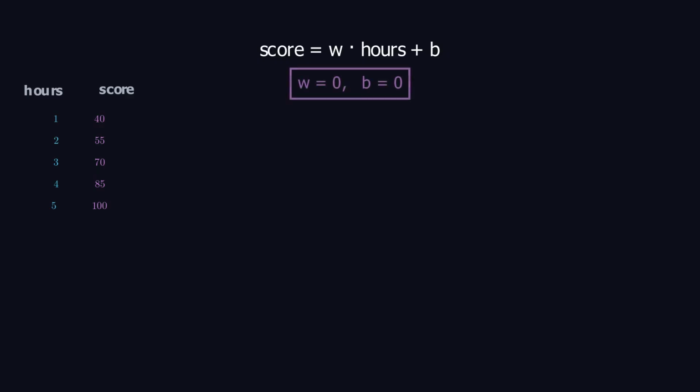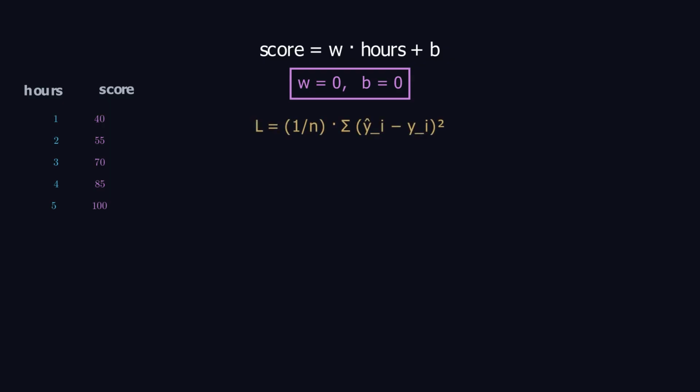Now a real example. We have 5 students, each studied a different number of hours, and we recorded their exam scores. Our model says predicted score equals the weight matrix W times hours plus the bias B. 2 parameters, the weight matrix W, the slope of the line, and the bias B, the intercept. Both start at 0, the network knows nothing yet.